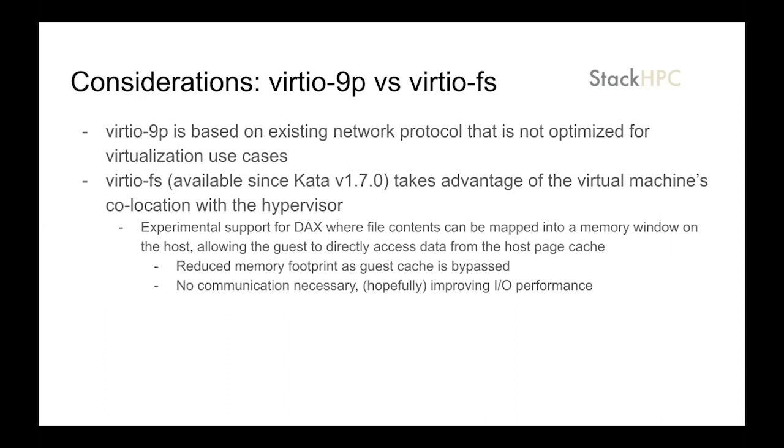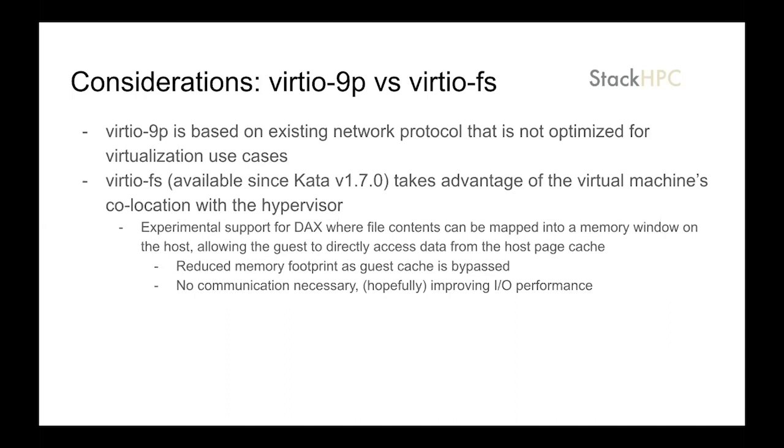One of the considerations is virtio 9P and virtio-fs. So 9P is based on an existing network protocol, which is not very optimized for the virtualization use case. And virtio-fs, which has been available since the 1.7 release of Kata, takes advantage of the fact that the volume is co-located with the hypervisor. Basically, what that means is that it tries to cut out as much of the middleman as possible in order to give you high throughput when you want disk I/O.